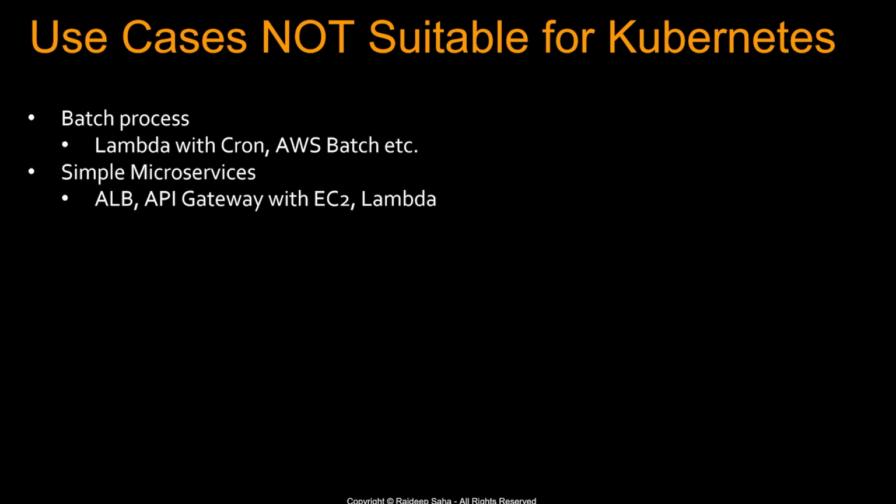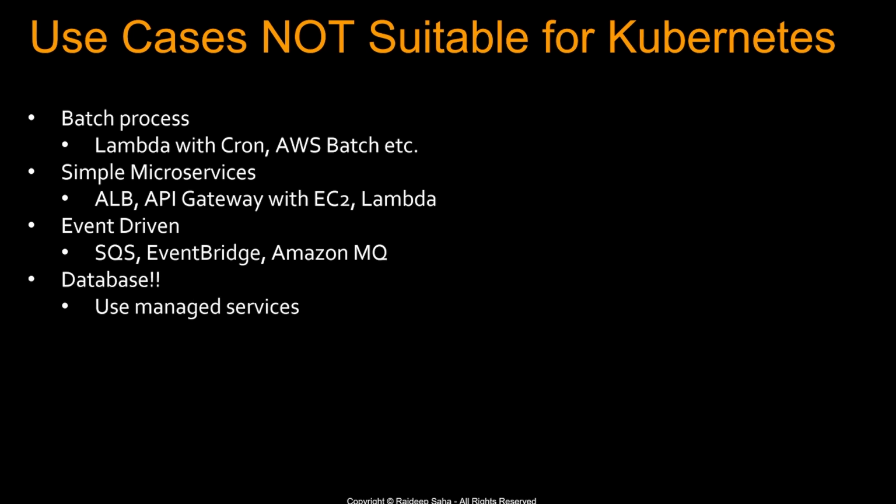You don't need to spin up a whole Kubernetes cluster to run some cron jobs. For simple microservices, you can use ALB or API Gateway with EC2, Lambda, or even App Runner. For event-driven applications, utilize SQS, EventBridge, Amazon MQ, etc., rather than installing MQ or other event-driven software in Kubernetes. And the last one is database. Always try to use a managed service for database because you get a lot out of the box, such as read replica, failover, global replication, etc. Whereas if you run those databases in Kubernetes, you are in charge of all those features.